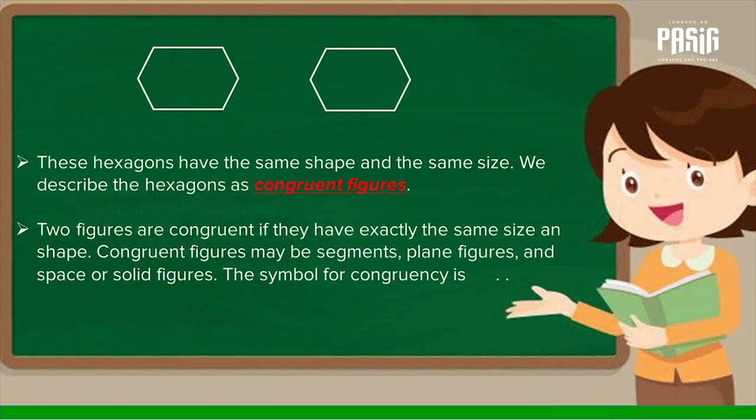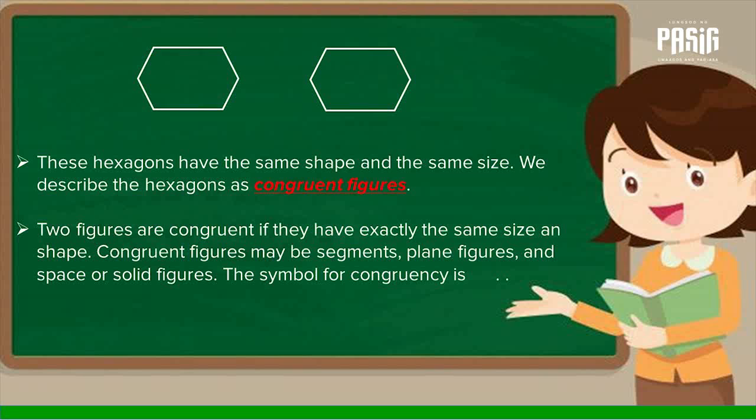Look at the figures above. These hexagons have the same shape and the same size. We describe the hexagons as congruent figures. Two figures are congruent if they have exactly the same size and shape. Congruent figures may be segments, plane figures, and space or solid figures.